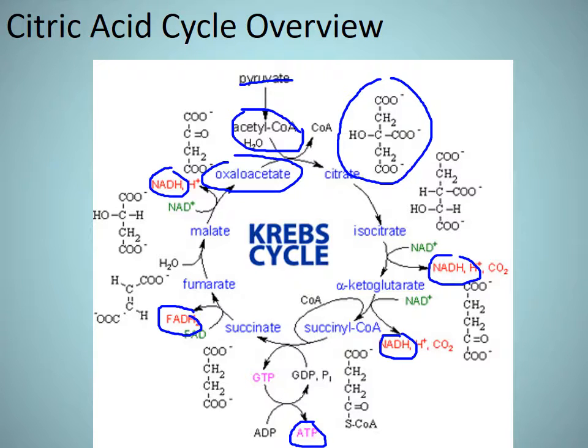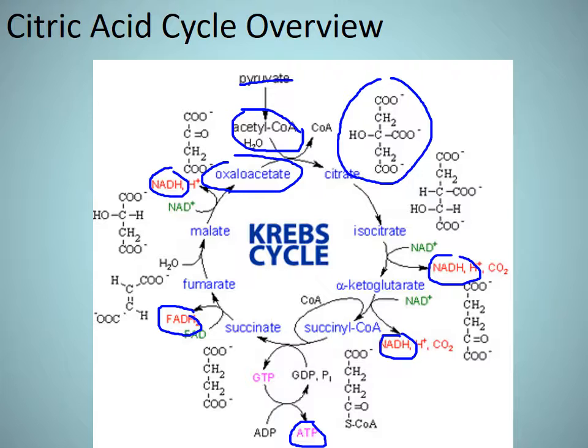Now, because this cycle occurs twice, because 2 pyruvate molecules got converted into 2 acetyl-CoA molecules, and we're talking about the conversion of 1 glucose molecule, because there are 2 of each, this cycle needs to occur twice. So we have to multiply everything by 2. Because there were 3 NADH molecules, there's a total of 6 NADH molecules. There's a total of 2 FADH2 molecules, and a total of 2 ATP molecules.